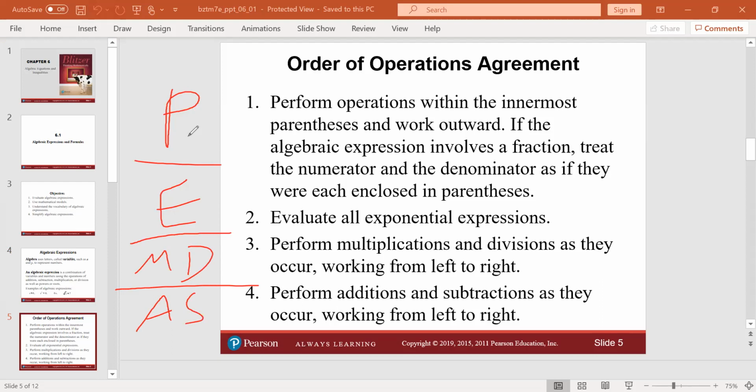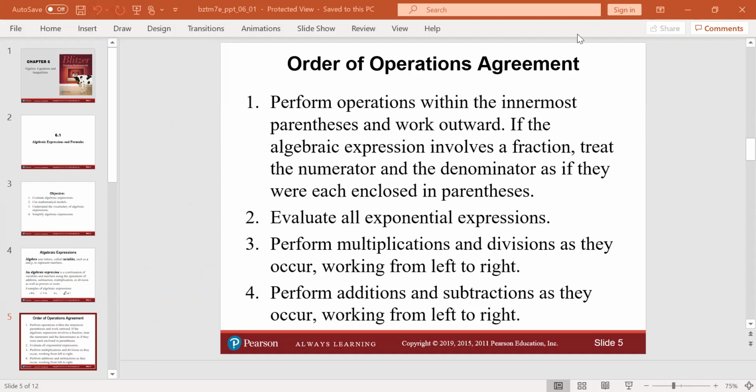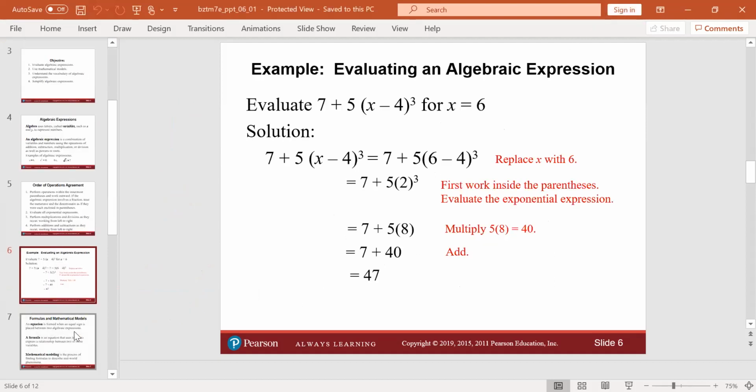So now we're going to expand that a little bit and do the PEMDAS. We're going to expand that a little bit and see just how far down the rabbit hole we can go. For one, we can use function evaluation. It says evaluate the expression 7 plus 5 times (x minus 4) cubed. We want to evaluate it for x equals 6. What the heck is that talking about?